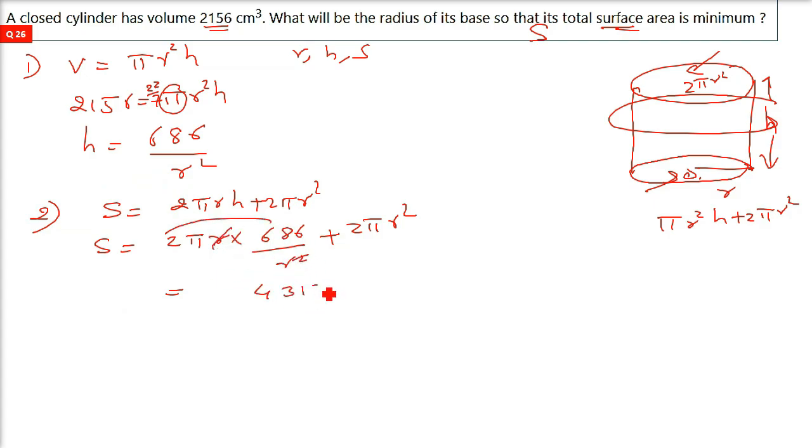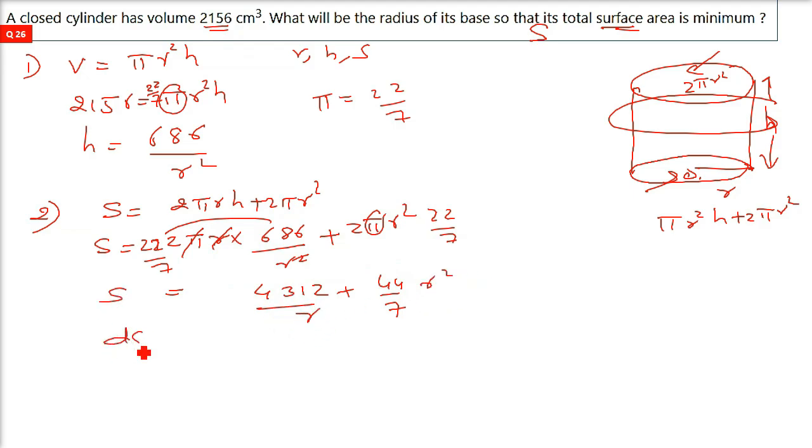After simplifying this expression, 4312 by r, and again, as I said, pi has to be written as 22 by 7. So in most questions we have not used pi, we have just kept pi as pi only. Here you have to actually take pi as 22 by 7, and you get this expression: S equals 4312 by r plus 44 by 7 r square.